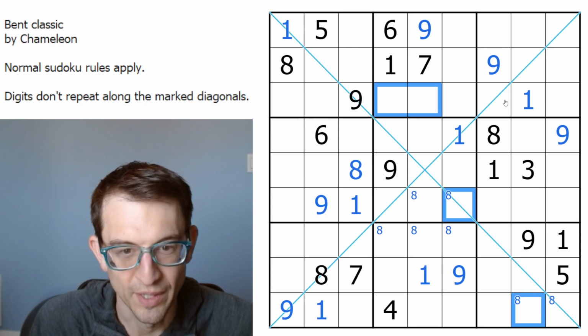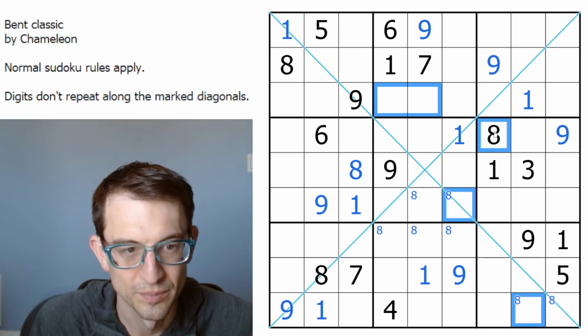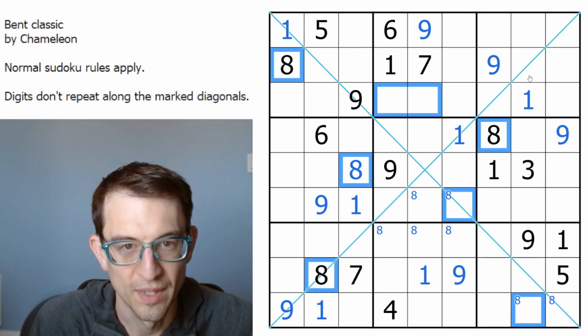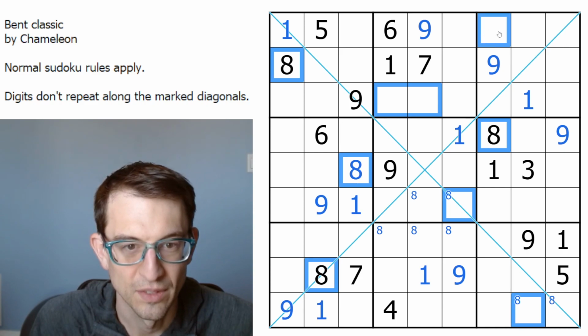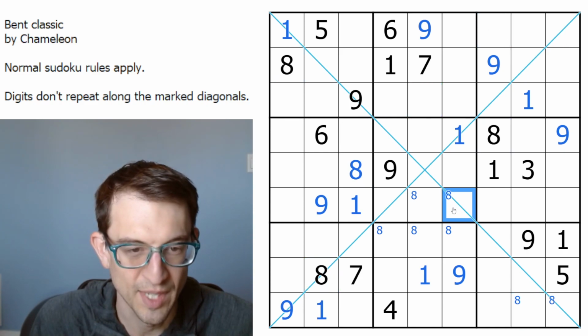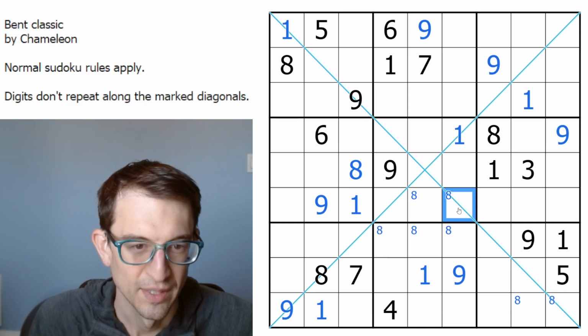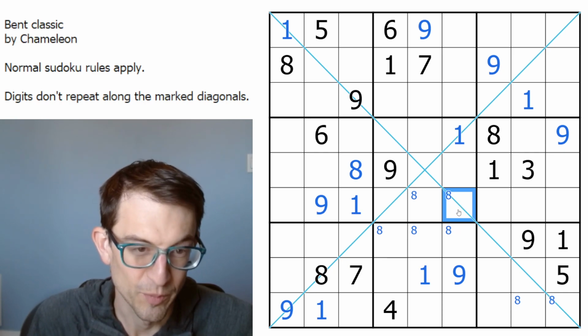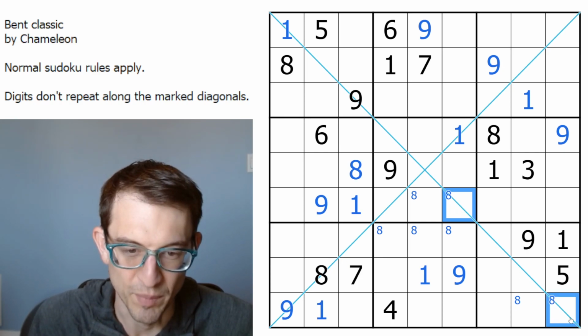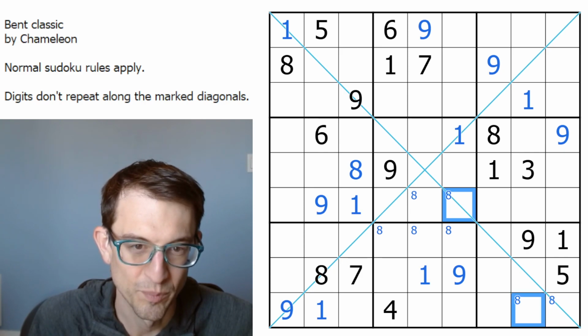So if I think about where 8s might go, that would put an 8. Oh yeah, that breaks. Cool, so this can't be 8. So why can't this be 8? If this in the bottom right corner of box 5 is an 8, then this one can't be. So box 9 has to go here.